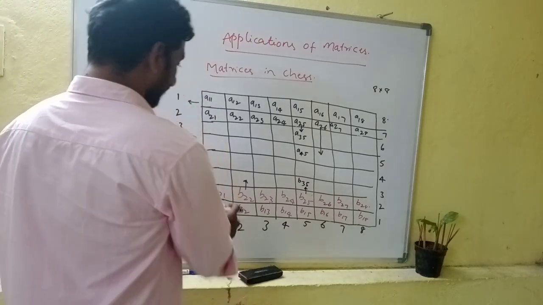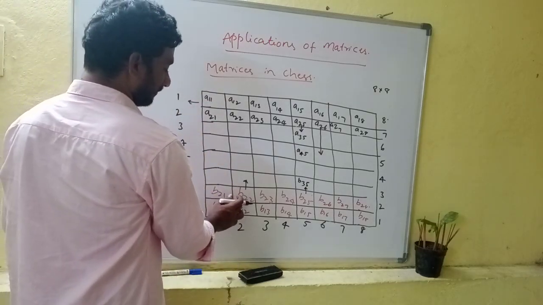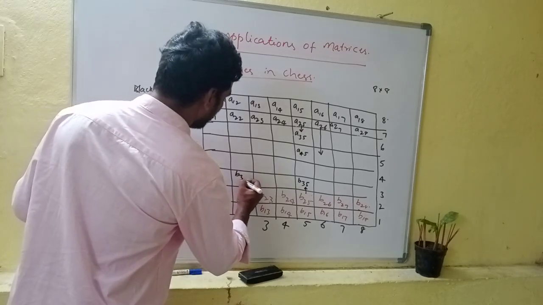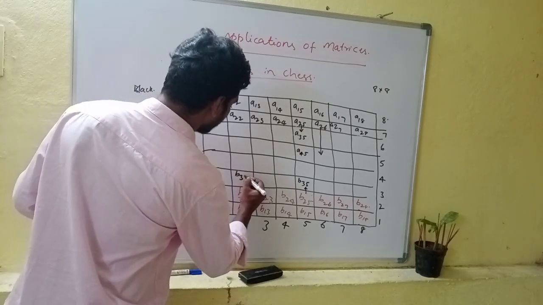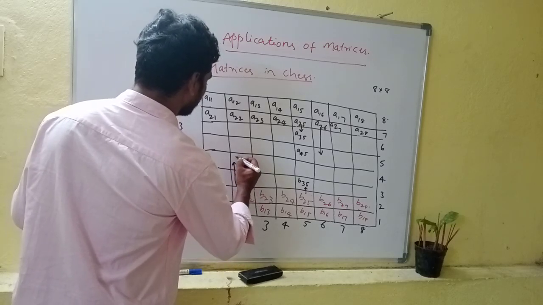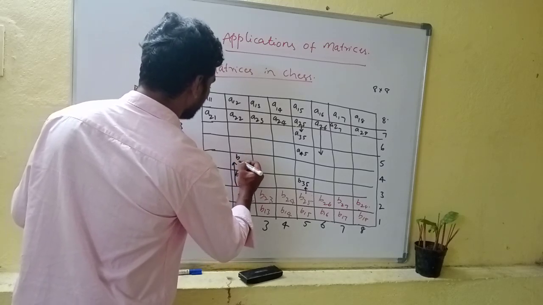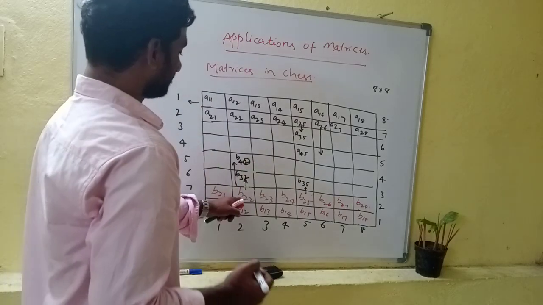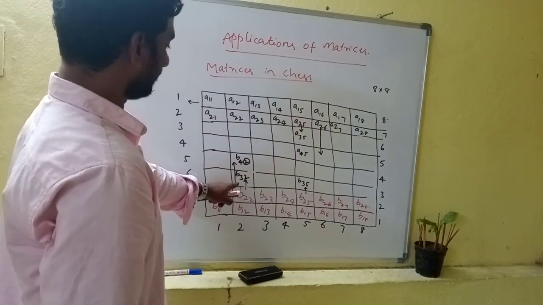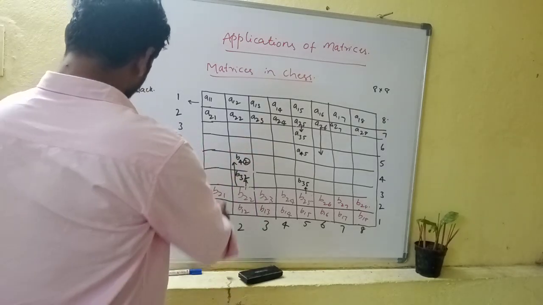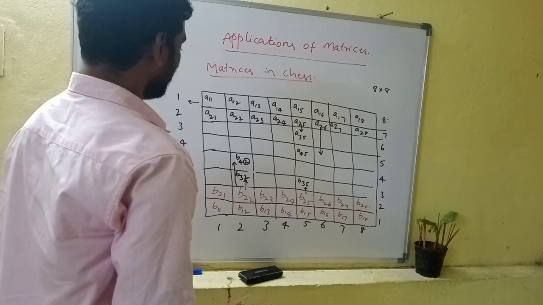So if B can move B2 to, B can move to third row and second column. B can move to here also. B can move to fourth row in second column only. This pawn can move only in the front direction, in 3-2 or 4-2 only.